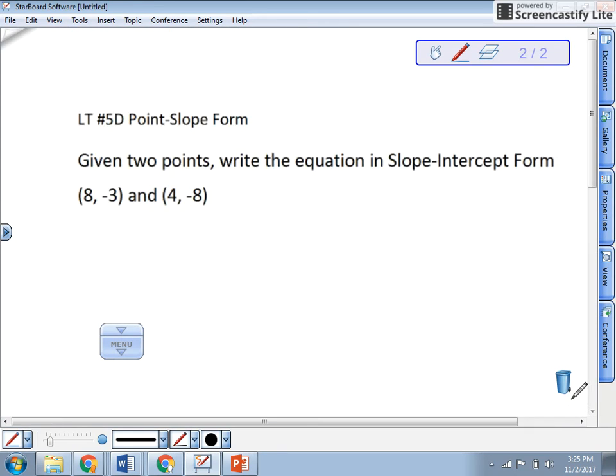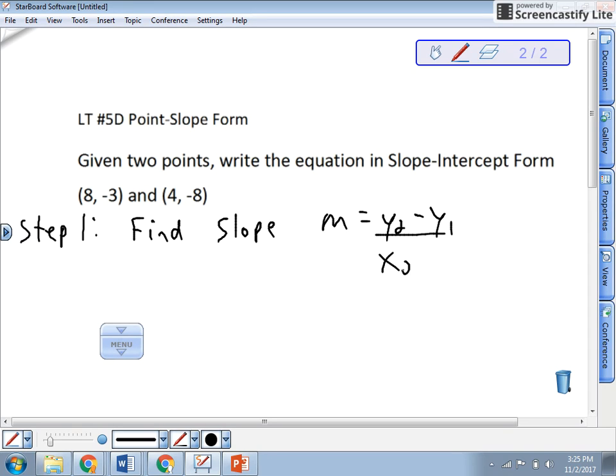Take one more quick example here. Now these ones will take a little bit more steps, okay? They're giving 2 points. We've got to write the equation in slope intercept form. So I'm going to kind of break it down by steps. Step 1. All right, we need to find slope. Find the slope of the 2 points. So remember, that's m equals y2 minus y1 over x2 minus x1. So again, call one of them your x1, y1, call one of them your x2, y2, and then solve for the slope. So here we go.